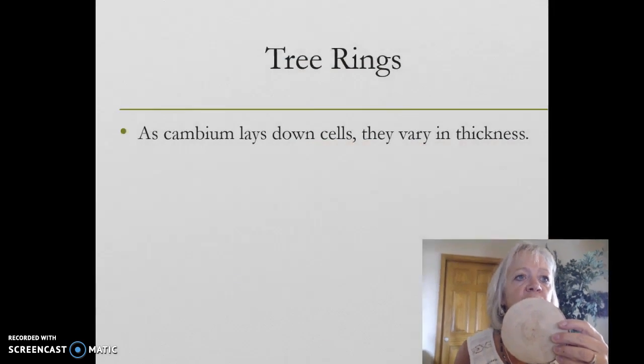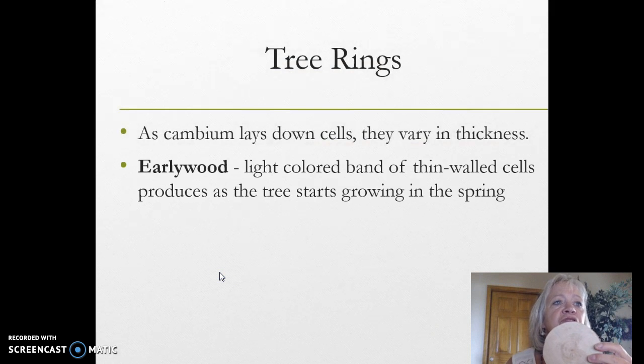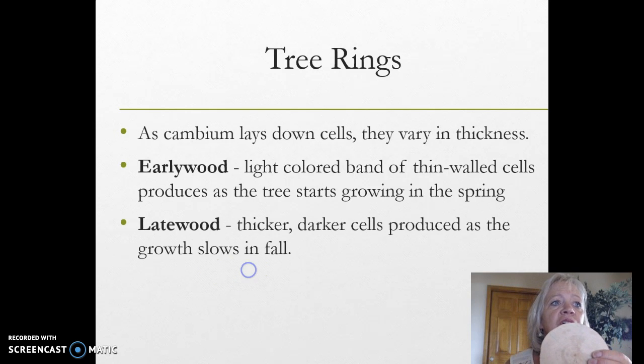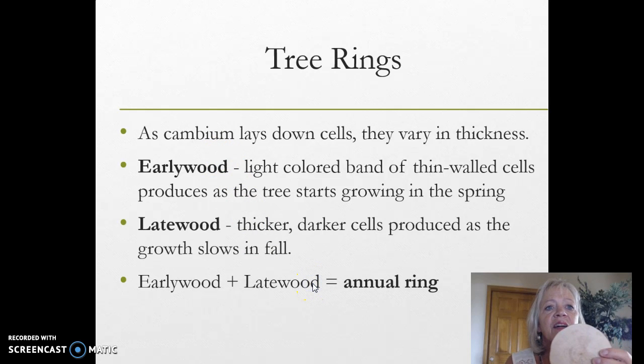So I'm going to go small again to show you the PowerPoint and show you that the early wood is the light colored band that has thin walled cells, and this is produced as the tree starts growing in the spring. The dark colored band is referred to as the late wood, the thicker, darker cells. Now, if there weren't two different colors of cells, you wouldn't have a line. So in tropical forests, you don't always get that. So we have the early wood and the late wood, and that equals one annual ring.